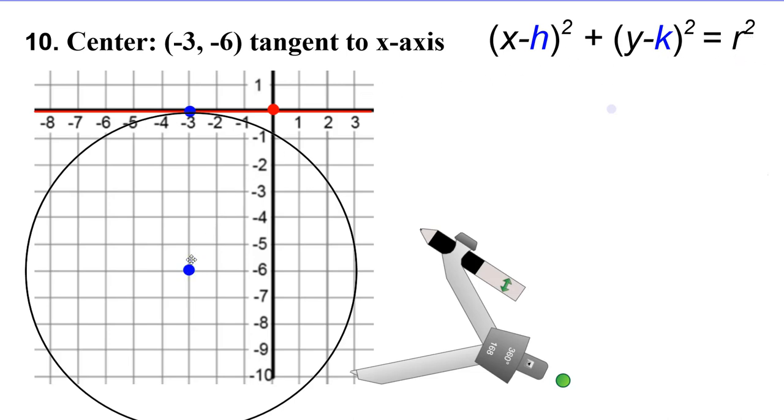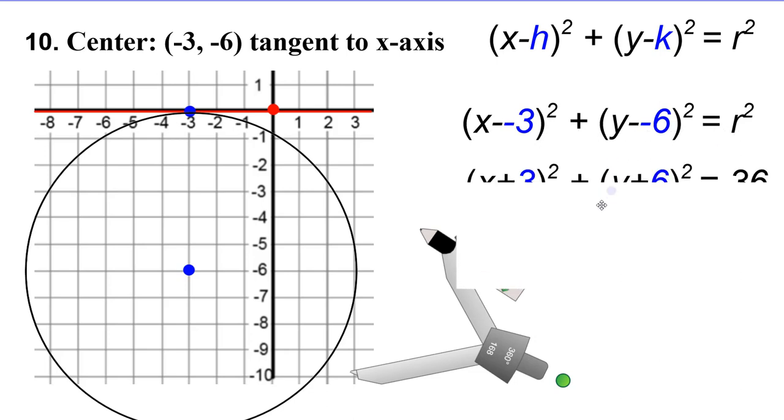To find the radius, you can just count up 2, 3, 4, 5, 6, right? Which is also this component of the point, which is kind of cool. So that's going to be x minus -3 squared plus y minus -6 squared is equal to r squared. So that'll be (x+3) squared plus (y+6) squared equals 36, because it was 6 squared.